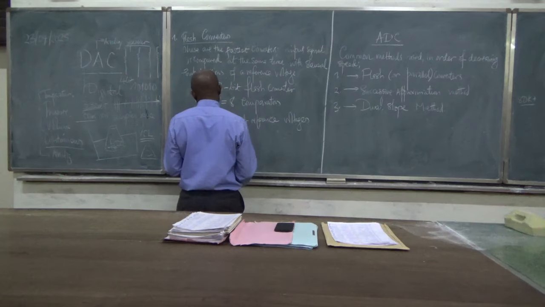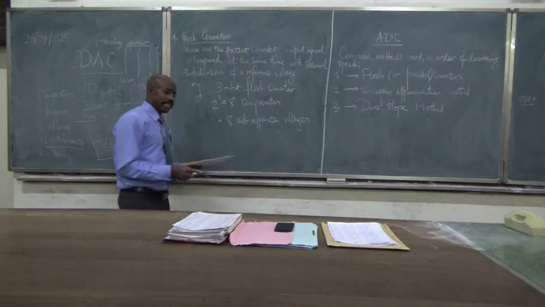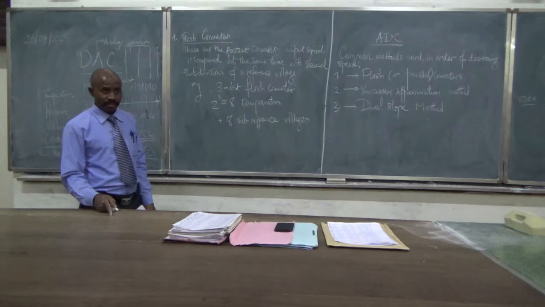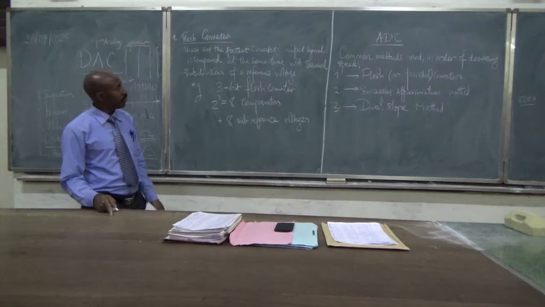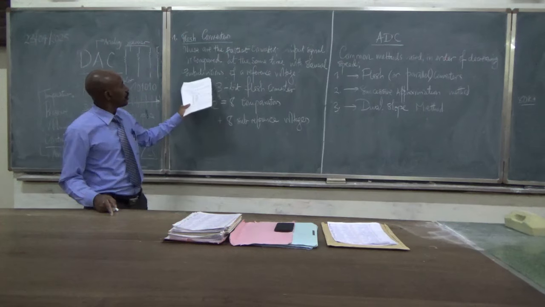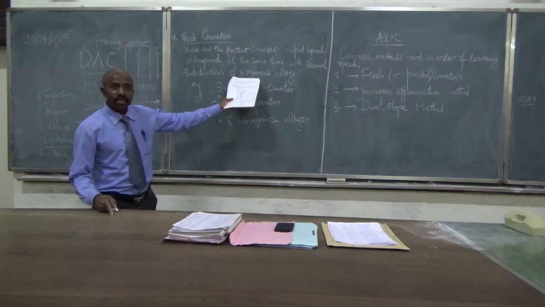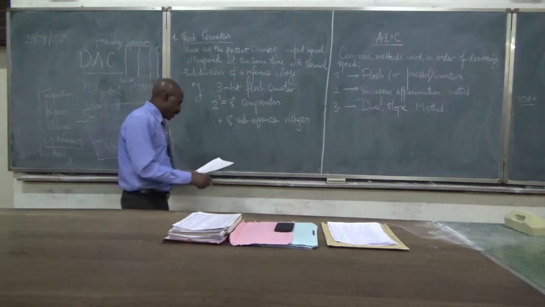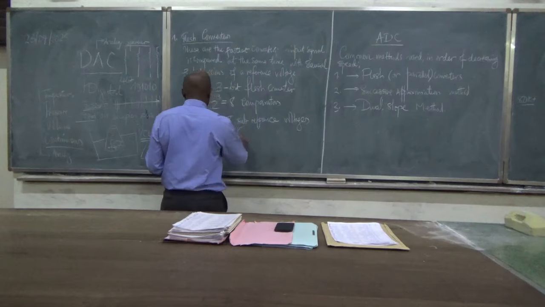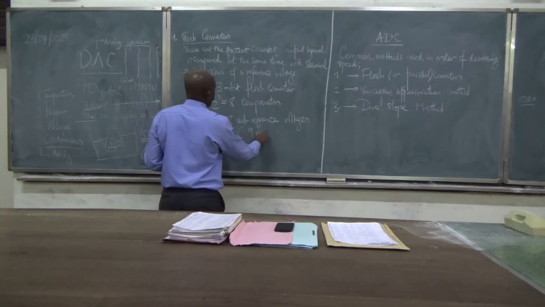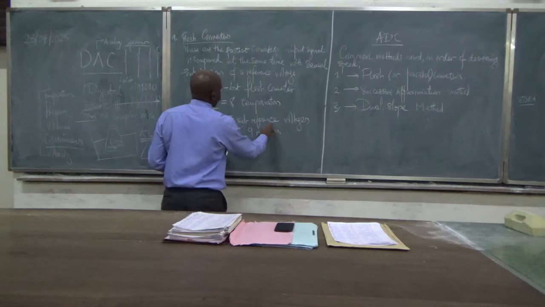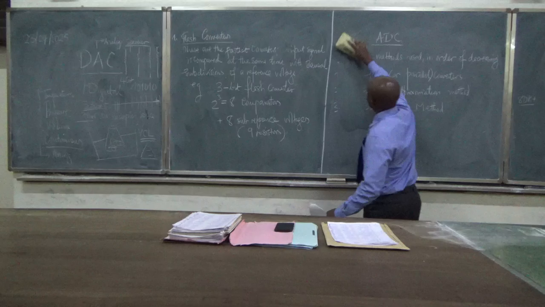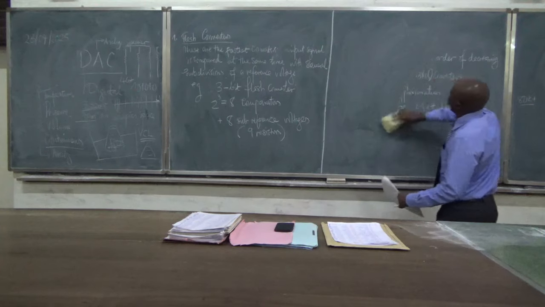And how many resistances? If we have 8 subdivisions of the reference voltage, how many resistances do we need? We shall need 9 resistors. And this is how we shall arrange the flash converter.